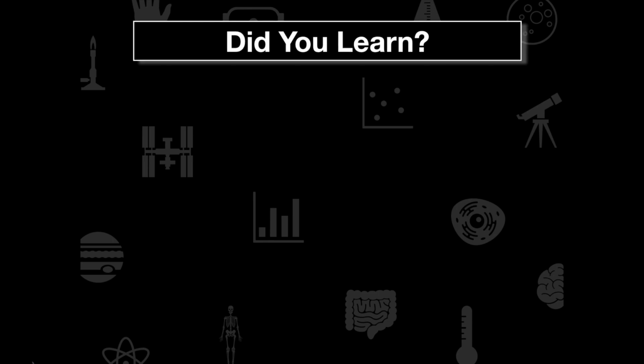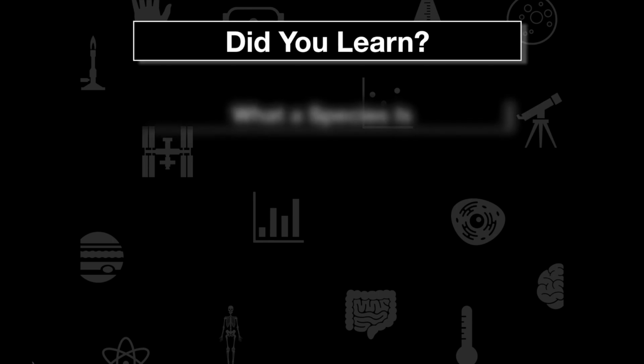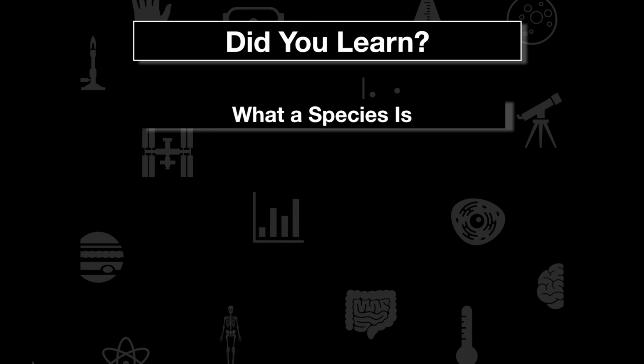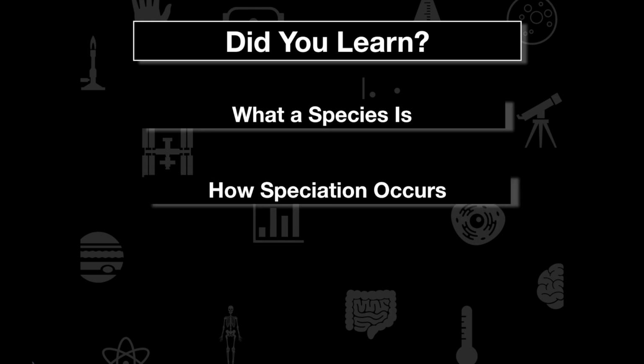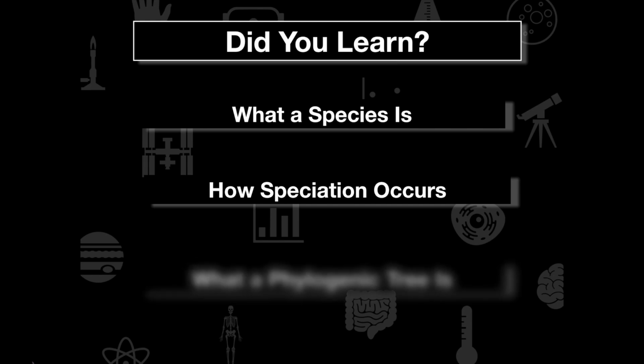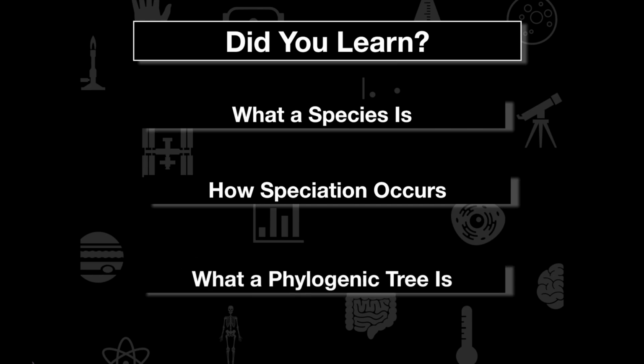Alright, so did you guys learn a couple of things? Did you learn about what a species is at its basic level? Did you look at an example of how speciation can occur? And I want you to think about how this can occur with trees. And lastly, what is a phylogenetic tree? Do we understand what a phylogenetic tree is?